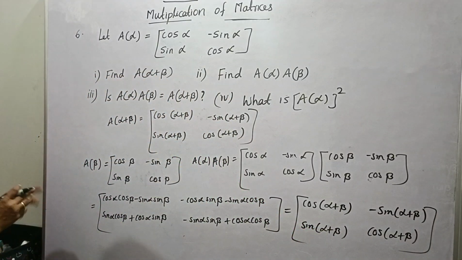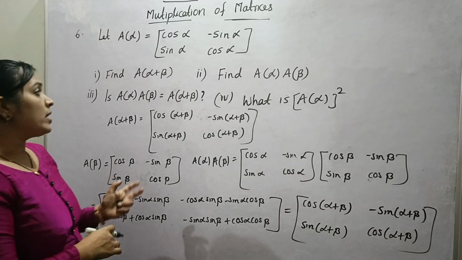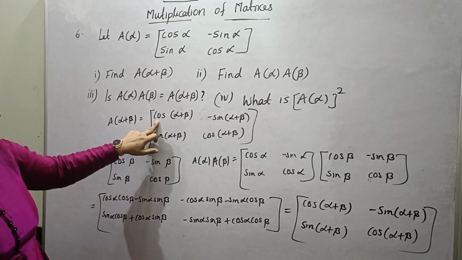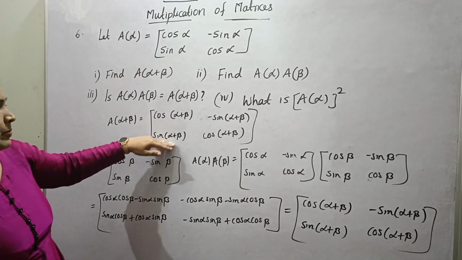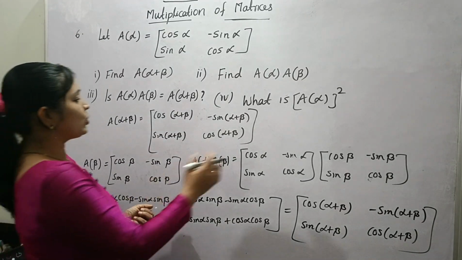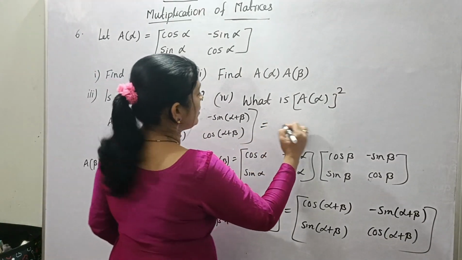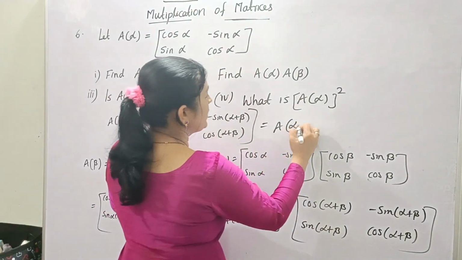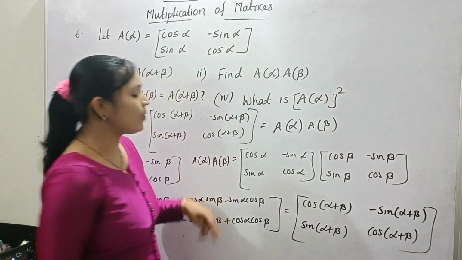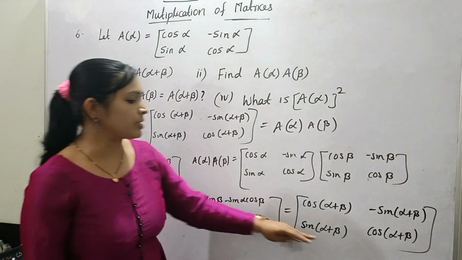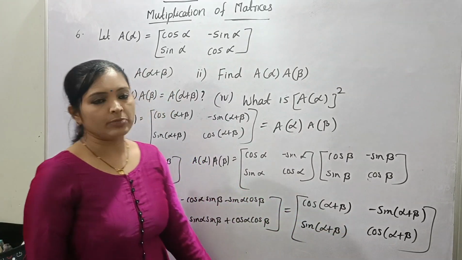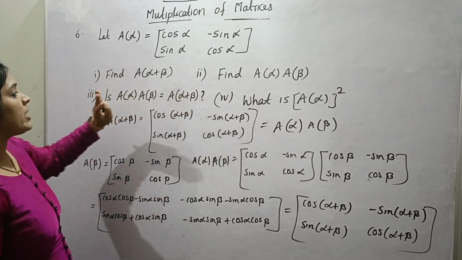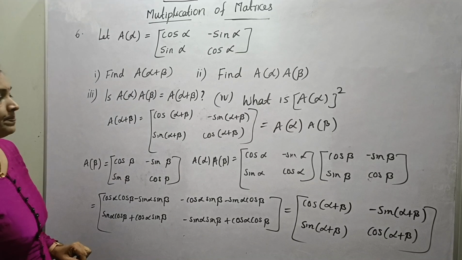Our third question is: is A of alpha into A of beta equal to A of alpha plus beta? See, what is our A of alpha plus beta? Cos alpha plus beta, minus sin alpha plus beta, sin alpha plus beta, cos alpha plus beta. That is equal to A of alpha into A of beta, which is also the matrix cos alpha plus beta, minus sin alpha plus beta, sin alpha plus beta, cos alpha plus beta. So this answer is yes. A of alpha plus beta is equal to A of alpha into A of beta.